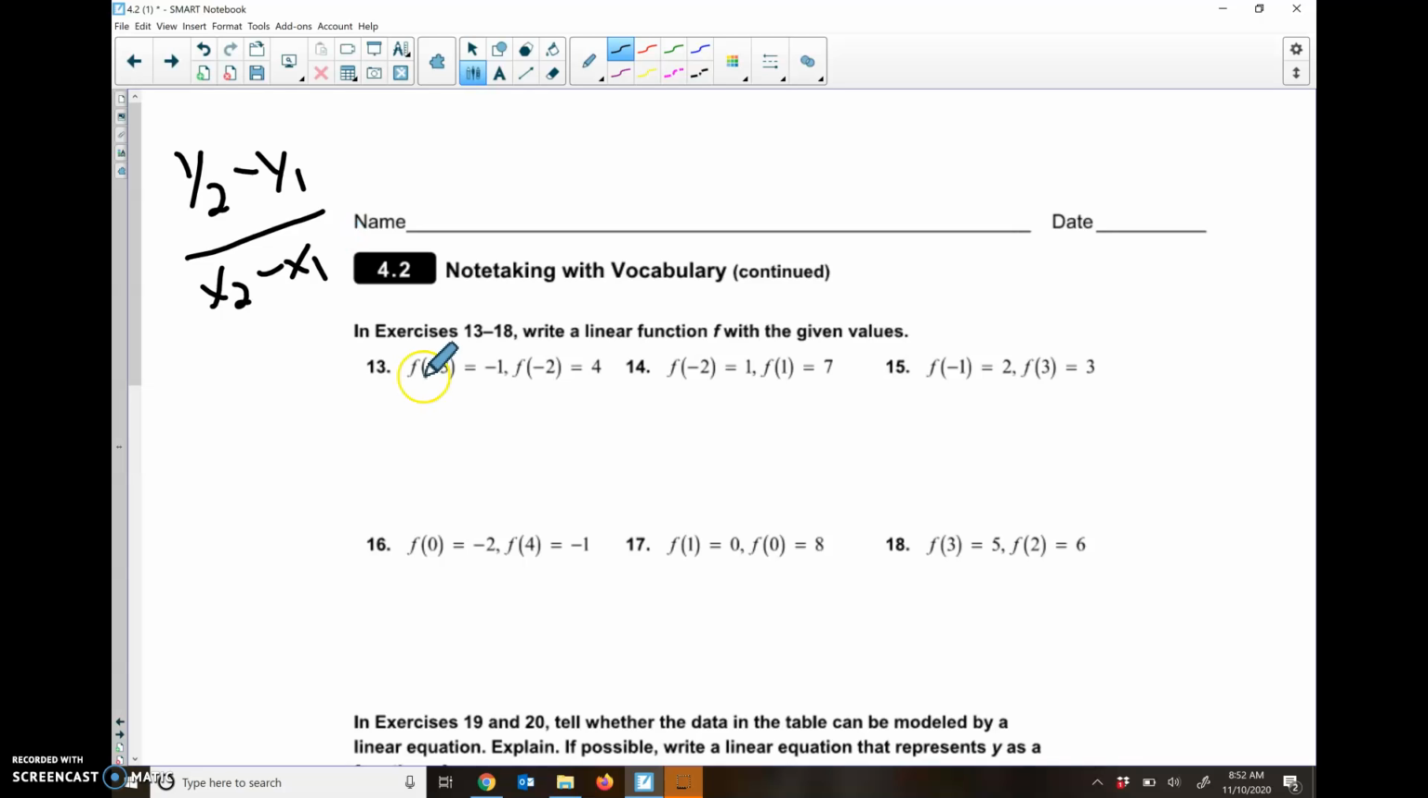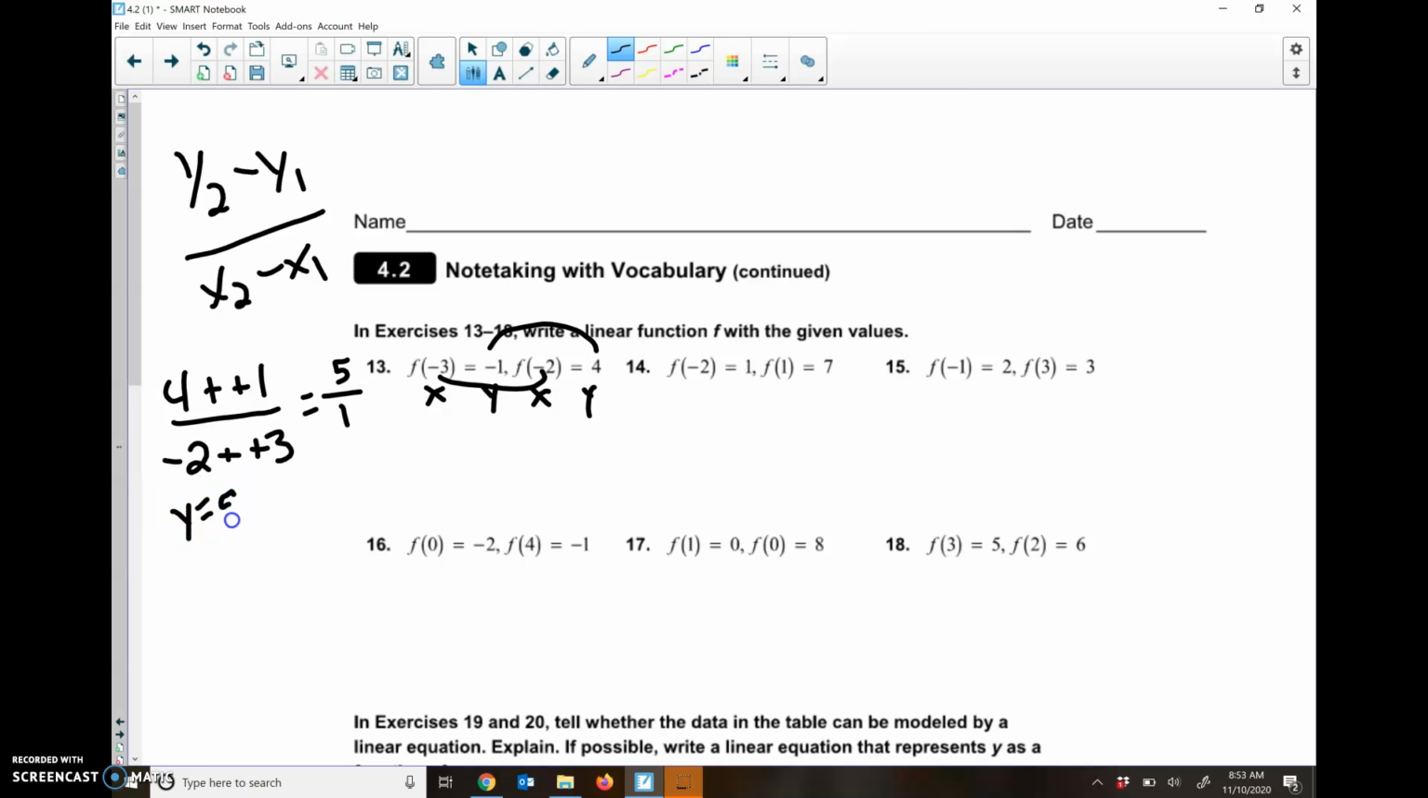So first, let's figure out the slope. If you remember, this is our x, this is our y. This is our x, this is our y. So if I'm going to subtract my y's, I'm going to do 4 minus negative 1. And then I subtract my x's, and I'm going to get negative 2 minus a negative 3. So 4 minus a negative 1 turns into 5. Negative 2 minus a negative 3 turns into 1. So I figured out my slope is 5. So y equals 5x. The thing I don't know is my y-intercept.